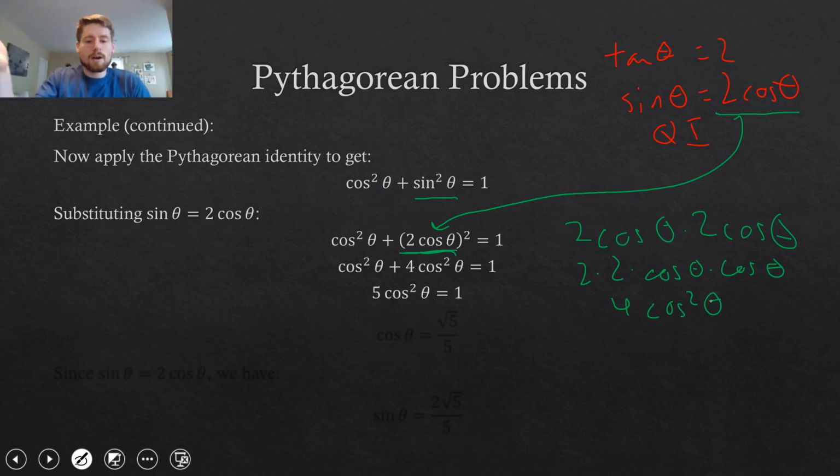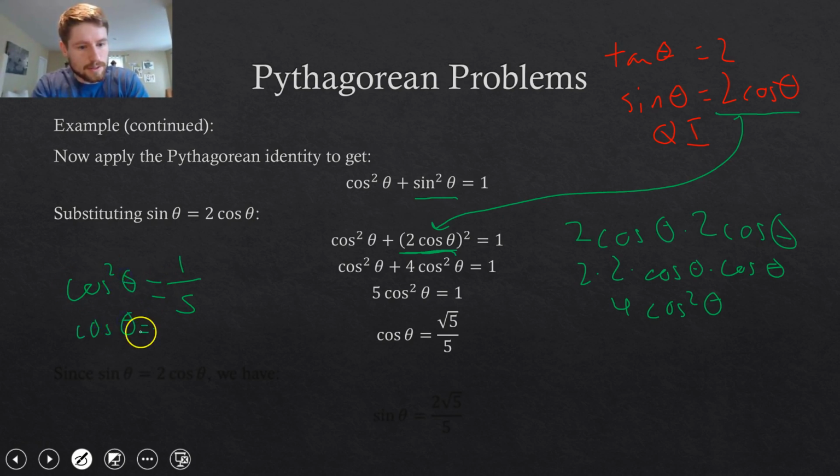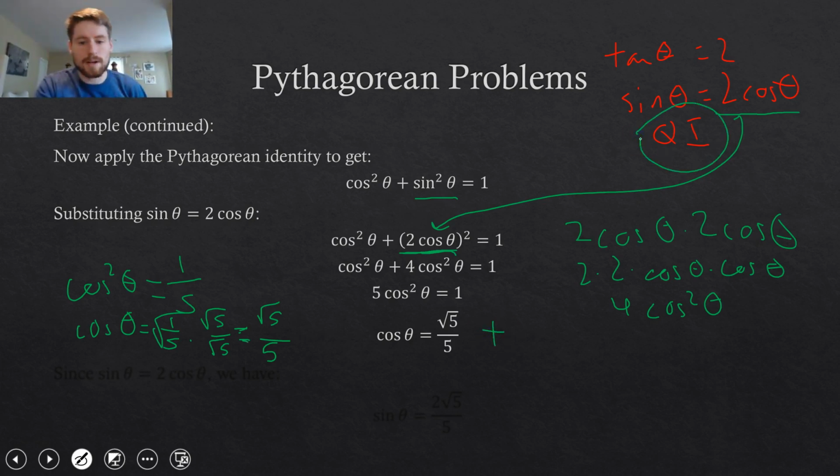So we have 1 cosine squared plus 4 cosine squared, which yields 5 cosine squared. Dividing both sides by 5, taking the square root, ultimately gives us cosine equals root 5 divided by 5. I'll just do that calculation really quickly. 1/5 equals cosine squared theta. Cosine theta equals square root of 1/5. Multiply the top and bottom by root 5 over root 5, and that yields root 5 over 5. And again, we know that it's the positive answer, since we're in quadrant 1, okay?